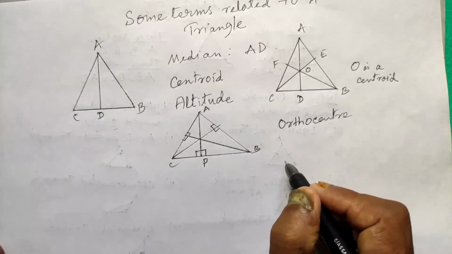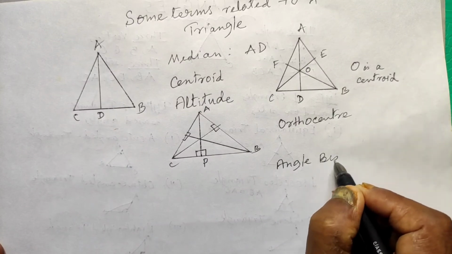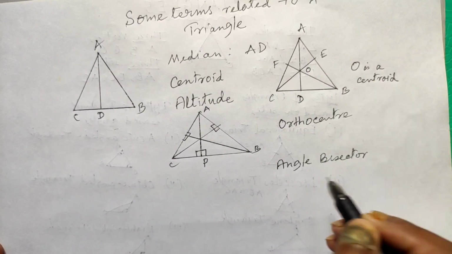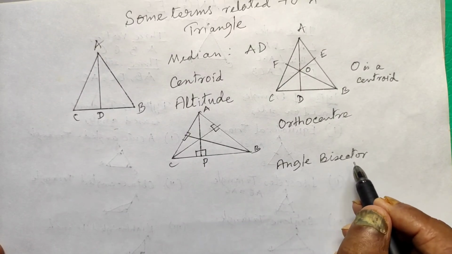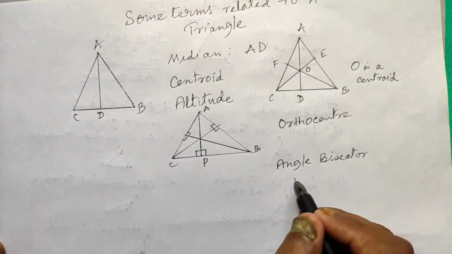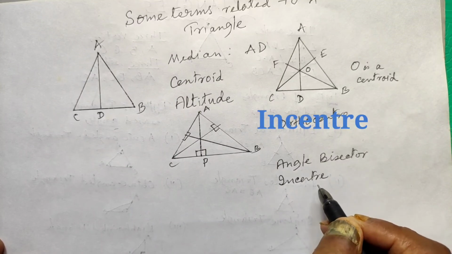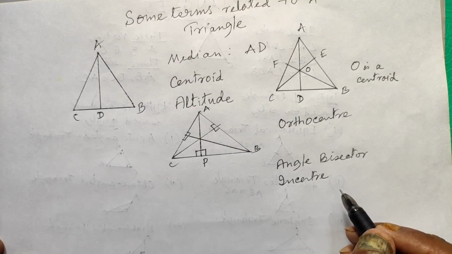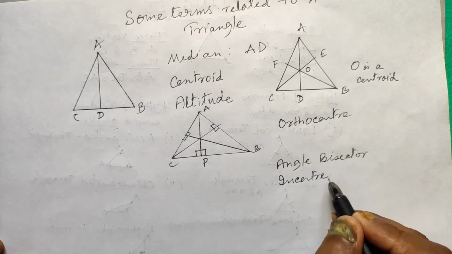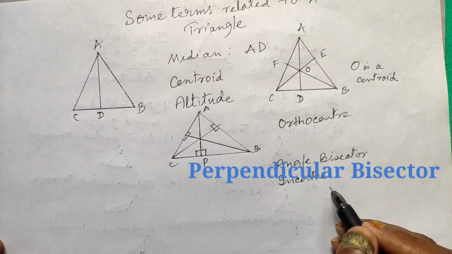Then incenter and incircle. What is this? Angle bisector. The name itself suggests that it is dividing the angle into two halves. Remember it. Then what is called incenter? Incenter and incircle. The point of intersection of the internal bisectors of the angles of a triangle is called its incenter. Remember it.